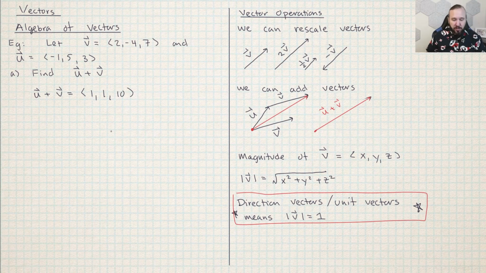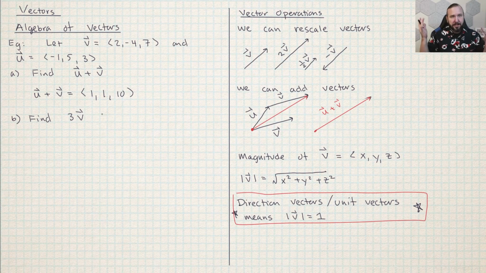That's how you add two vectors together. For another example, let's find 3v. So this really does just work exactly the way that you would want it to work.